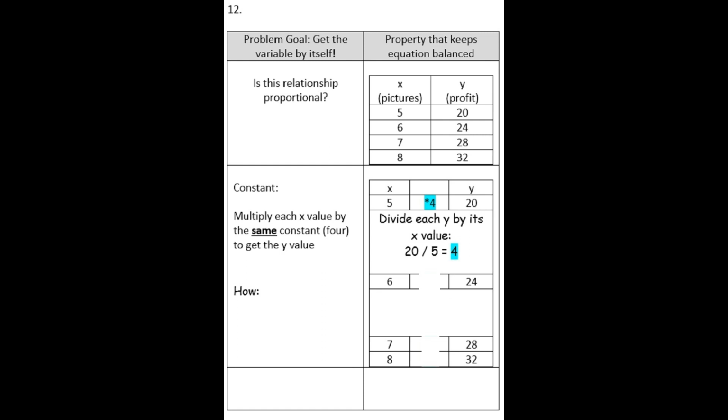Let's see if that holds for the rest of our values. Let's look at 6. 24 divided by 6 is also 4, so 6 times 4 is 24. And it turns out 7 times 4 is 28, and 8 times 4 is 32. So in this example, yes, this relationship is proportional. This is direct variation, and that's what this question is asking you to figure out. So yes. All right, moving on to the next problem.